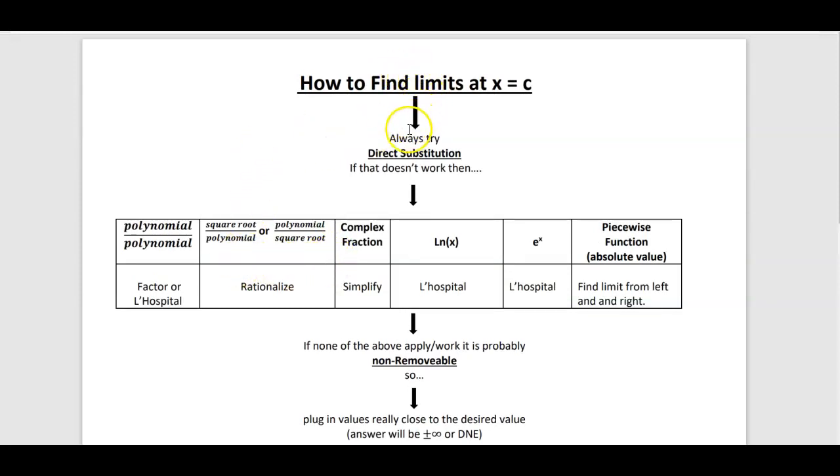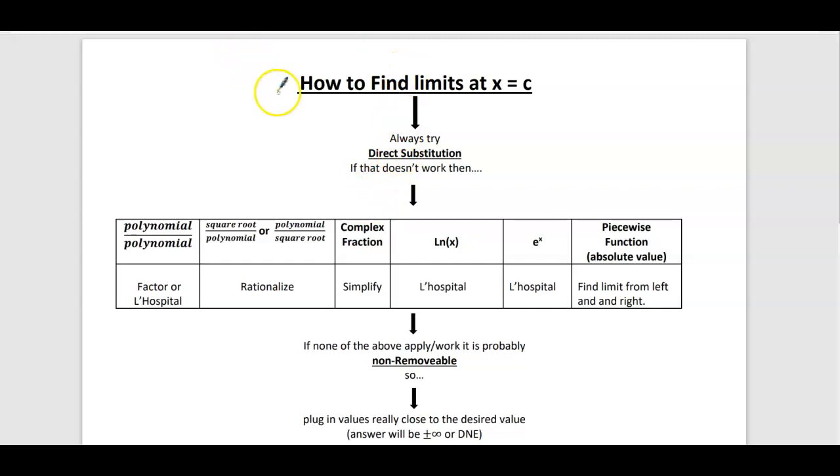But basically, you always try direct substitution first, technically. That's usually your first go-to. And usually, with most problems, that's not going to work. Usually, if you do direct substitution, you get undefined. And so you have to remove the discontinuity somehow so you can find out what the limit is.